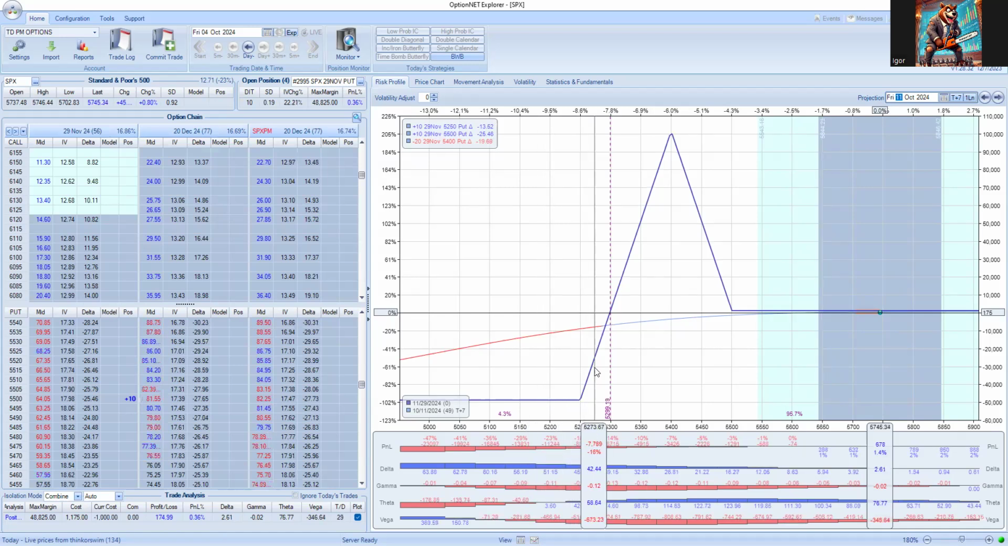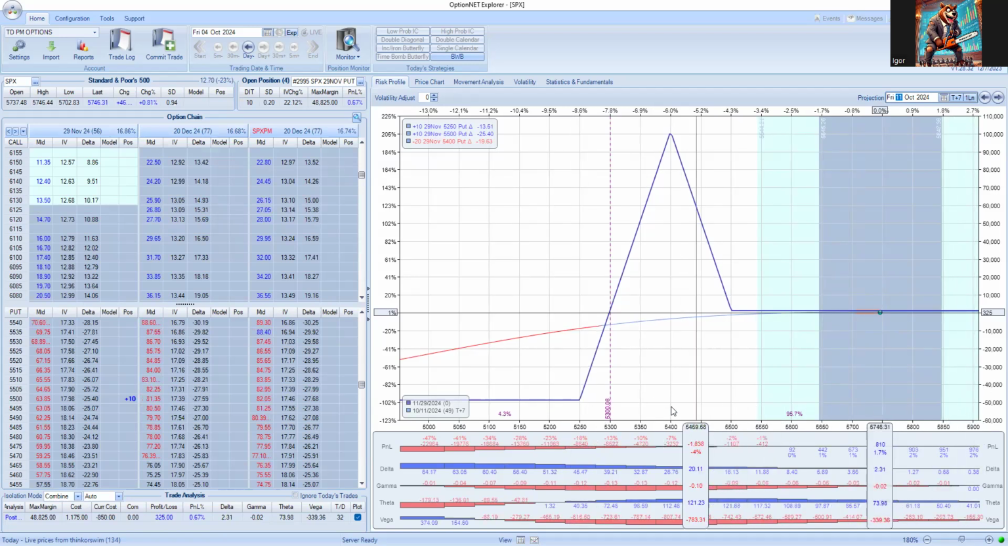So we're not going to get a margin call. The margin isn't going to balloon because we have already defined our risk. We cannot lose more than we already had put up for this trade. So the broker is not going to ask you for any additional funds. You don't have to worry about your buying power.